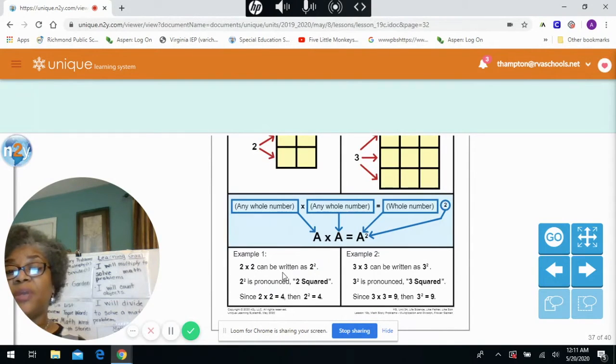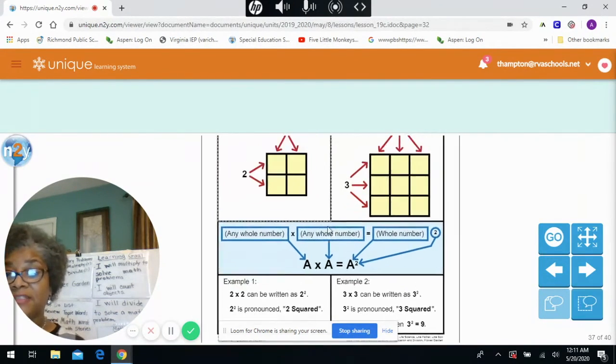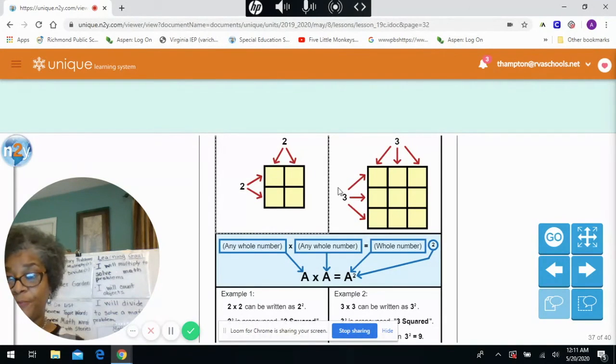So 2 times 2 can be written as 2 squared. 2 squared is pronounced "2 squared" with the ed on the end. Since 2 times 2 equals 4, then 2 squared equals 4. Same thing with the 3. 3 times 3 can be written as 3 and then the little 2, and that is pronounced 3 squared. Since 3 times 3 equals 9, then 3 squared equals 9. And remember, it has to be a square.